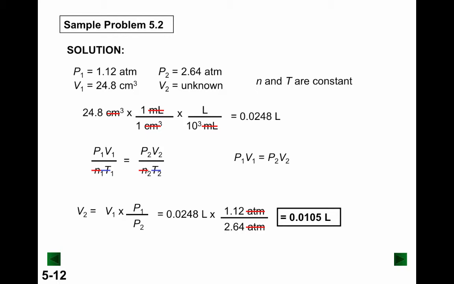How did you do? Were you able to come up with the new volume of 0.0105 liters, which is the same as 10 to the 5th cubic centimeters like we predicted? Remember, we predicted that the volume would decrease, and it did. If you had any troubles with this sample problem or with the follow-up problem, please contact me so that I can help you work through this problem.